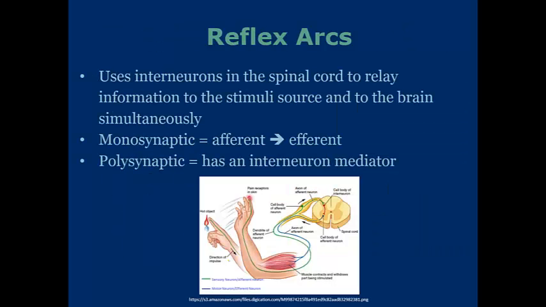Finally, reflex arcs. Reflex arcs are simply arcs that use interneurons in the spinal cord to relay information to the stimuli source and to the brain simultaneously. Monosynaptic goes straight from the afferent neuron to the efferent neuron, whereas polysynaptic has interneurons in between.